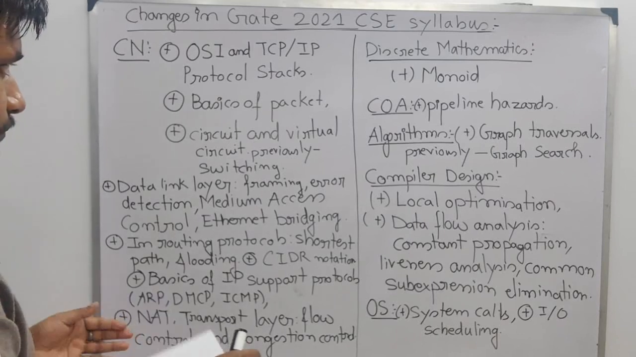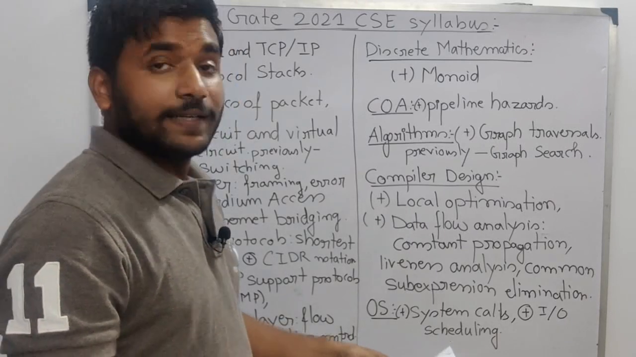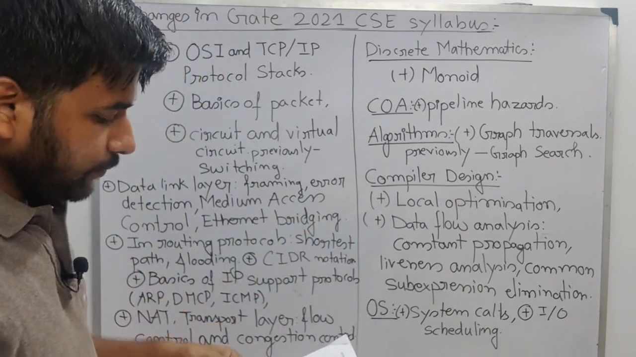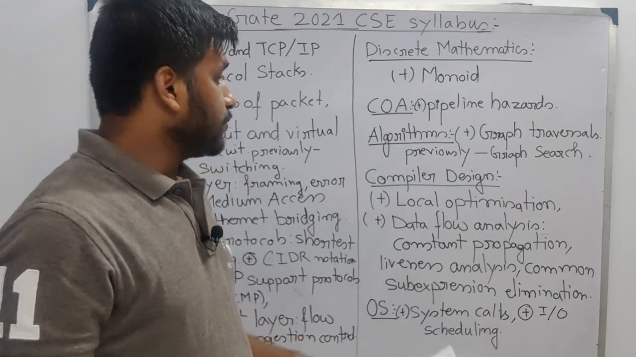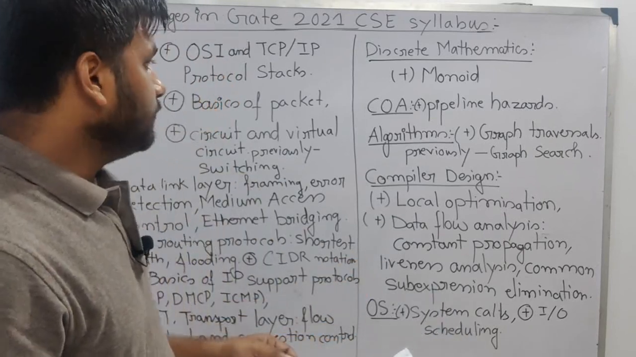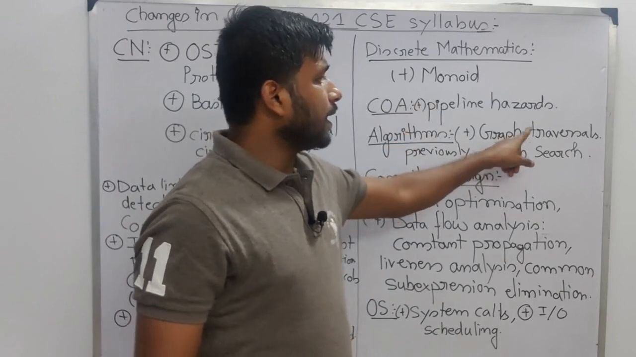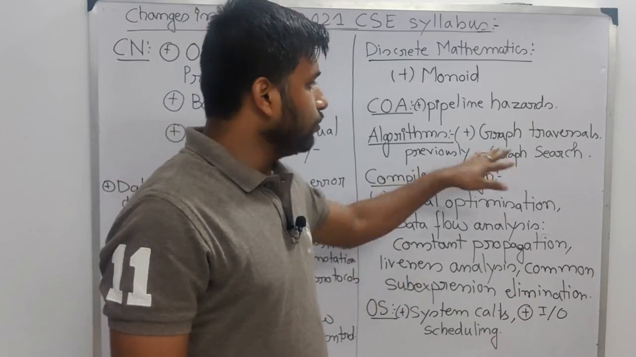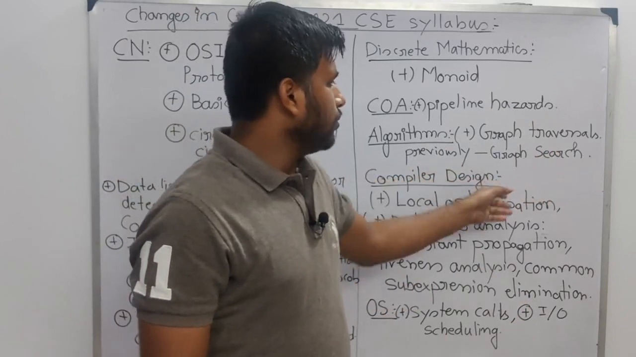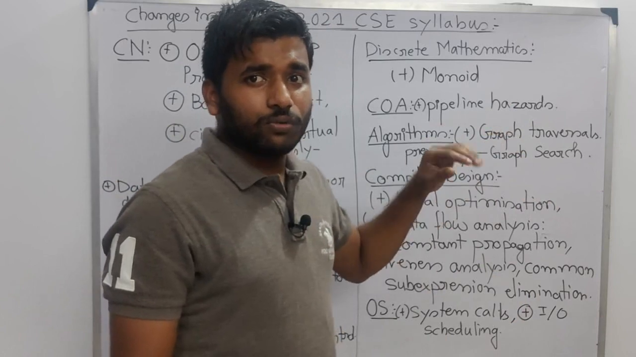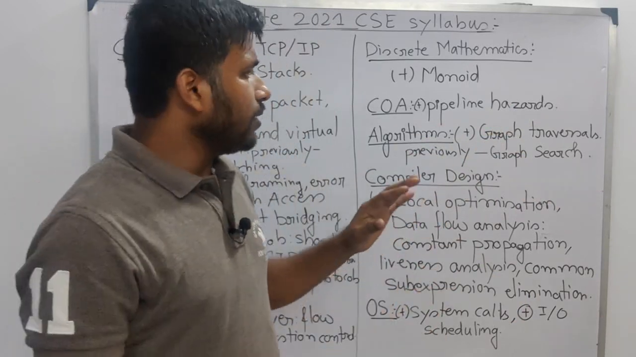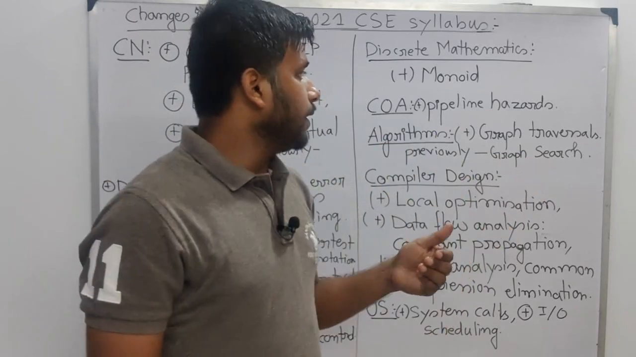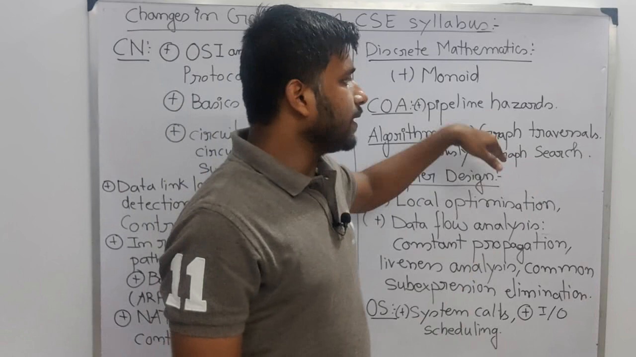Some of the subjects I have not written here, like digital logic, because in digital logic there is no change. Programming and data structures also have no change, that's why I have not written them here. In algorithms, they have now written graph traversal. Previously it only had graph search. So for graph traversal you need to know graph search. So you can say that now they have added graph traversal also.